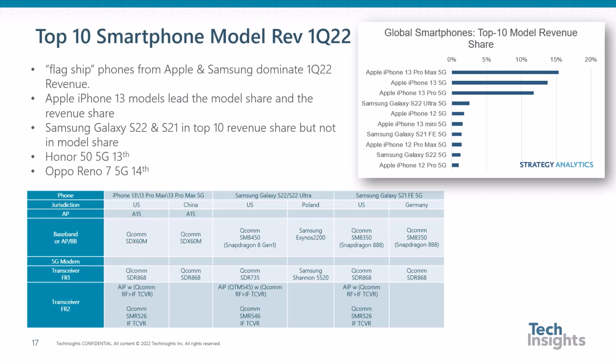It's interesting to note that the first Chinese phone shows up in 13th spot. That was the Honor 5 5G. This phone was 10th in the model share, if you recall. And then we have the Oppo Reno 7 5G in 14th spot.